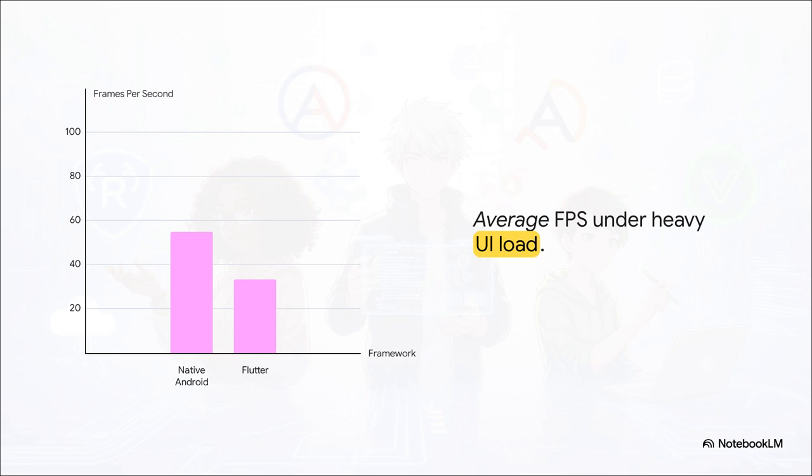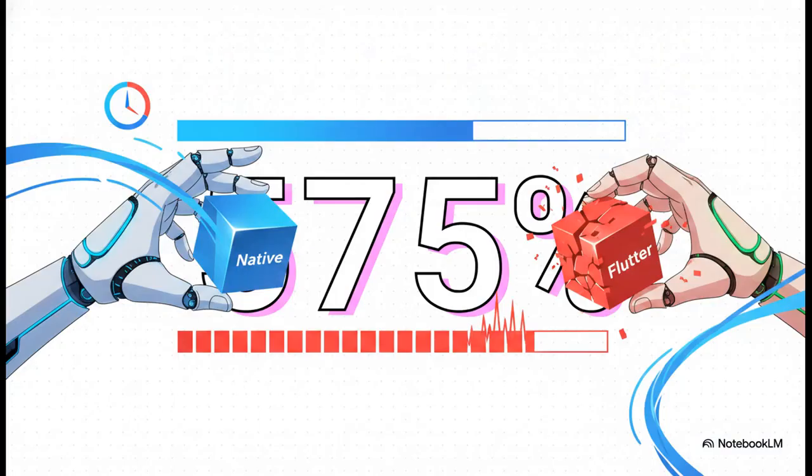In an intensive UI rendering test, the native Android app held strong at a super smooth average of 55 frames per second. The Flutter app, dealing with that heavy rendering load, really lagged. It dropped down to an average of just 33.34 frames per second. But hold on, because even more shockingly, that same test looked at the jank rate. Jank is basically when the system misses a frame and the user feels that annoying stutter.